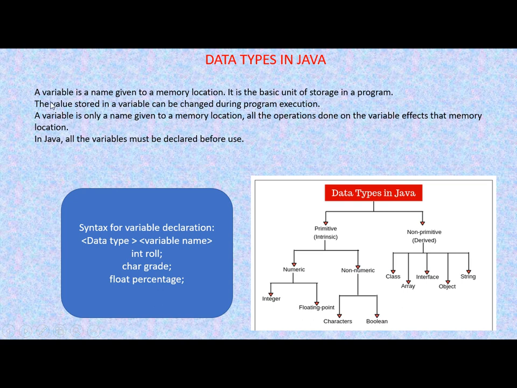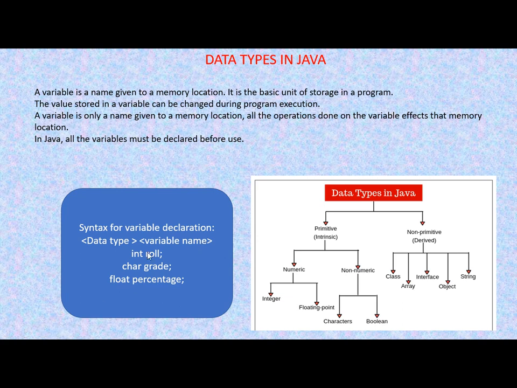And here you have a brief definition of what a variable is. A variable is a name given to a memory location. You can go through this definition which is given over here. Now here we have a syntax for declaring a variable. So how do we declare a variable? We first write down the data type and the variable name. Here you can see int, char, float, all these are the data types, and roll, grade, percentage, these are the variable names. The variable name depends upon the user, whatever he wants, he can put any variable name.